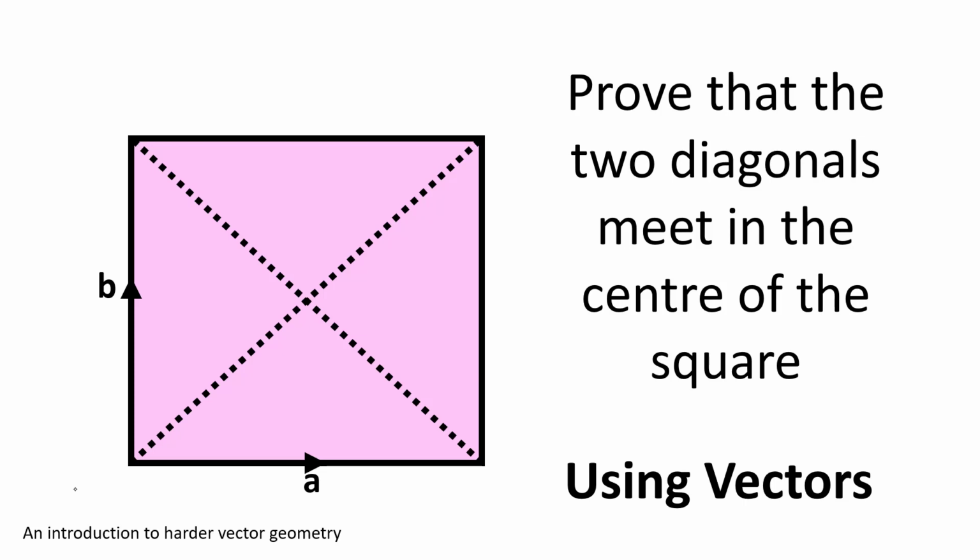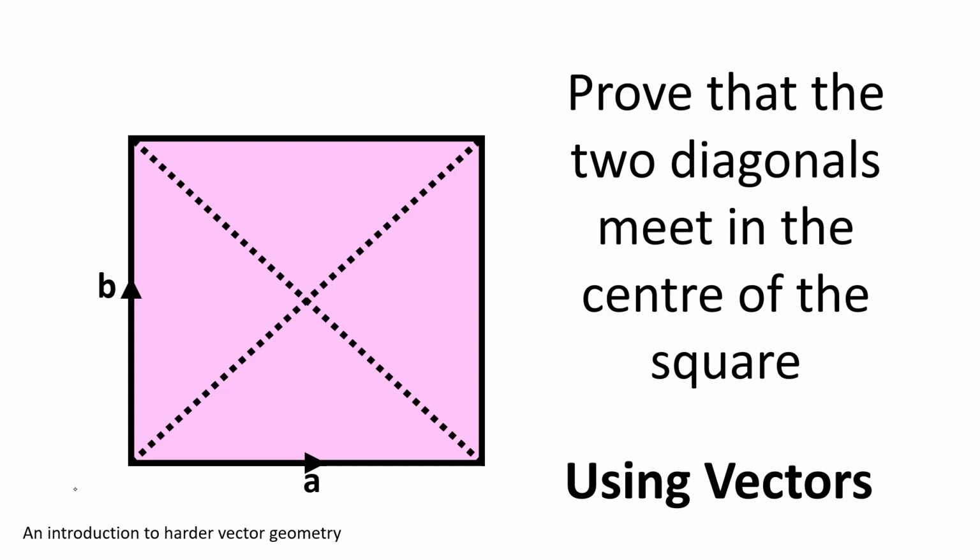Today we're going to be looking at this problem here. We're going to be proving that the two diagonals meet in the centre of the square. Now this might feel pretty obvious, and there's lots and lots of great ways to prove this, but we're going to prove this using vector geometry because it ends up being a really nice intro into some of the more complicated techniques that you use when dealing with harder vector geometry questions. And this comes up actually in A-level maths as well.